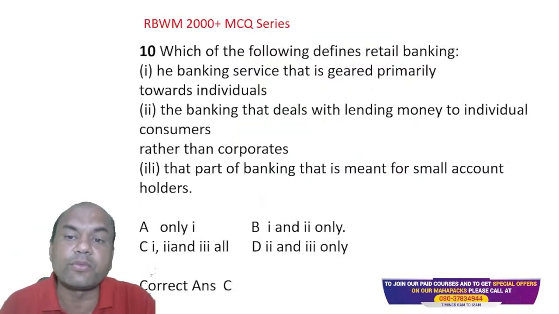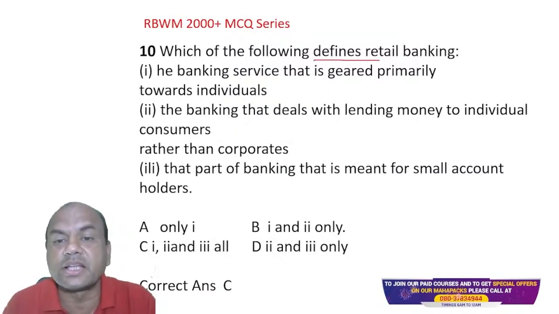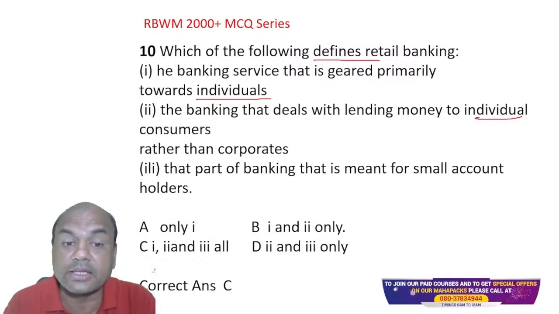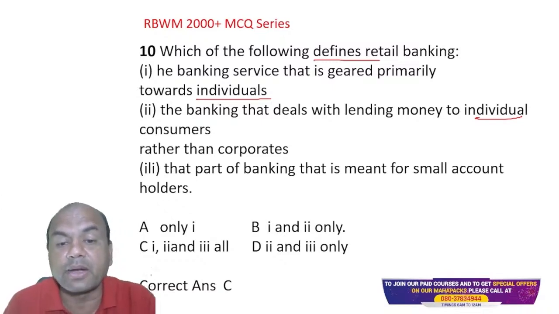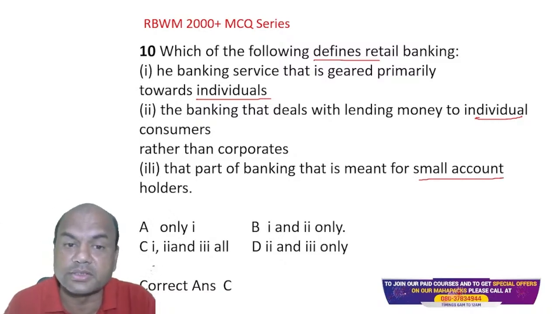Which of the following defines retail banking? The banking service that is geared primarily towards individual customers. The banking that deals with lending money to the individual consumer. So lending money to the individual, so that is also right, rather than corporates. And that part of the banking that is meant for small account holders. See here, small account holders.